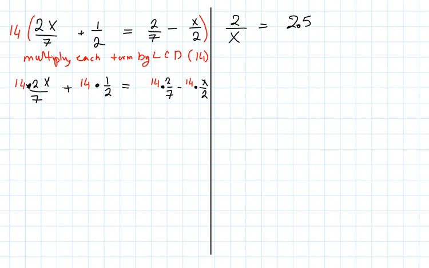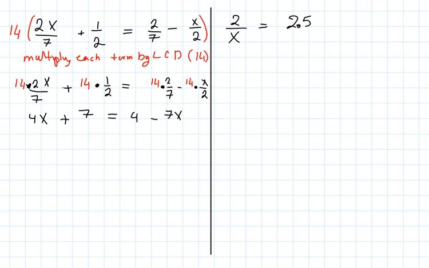So when you carry out this multiplication, you're going to end up with 28 over 7, or just 4x, plus 7 equals 14 times 2 divided by 7 is 4 minus 7x. So this is a lot easier. It's the same equation because you multiply both sides by the same number, but now it's a lot easier to work through.